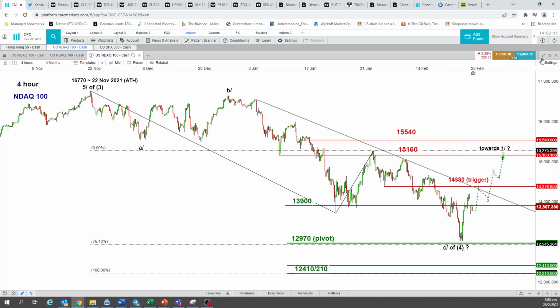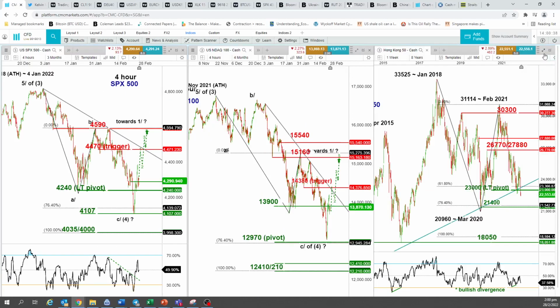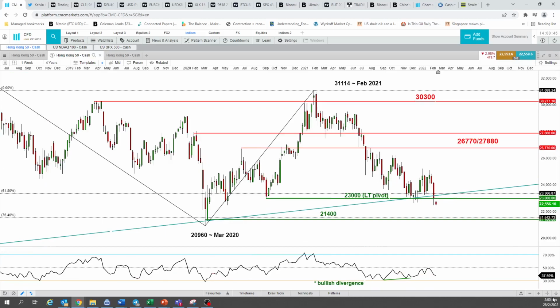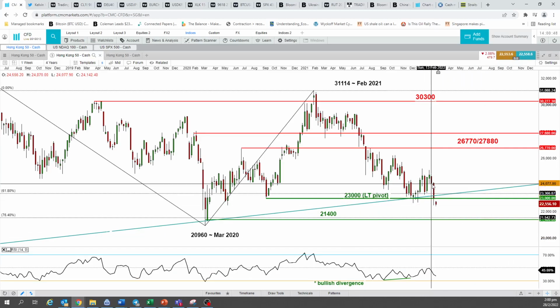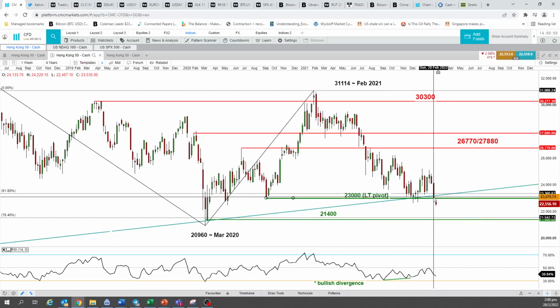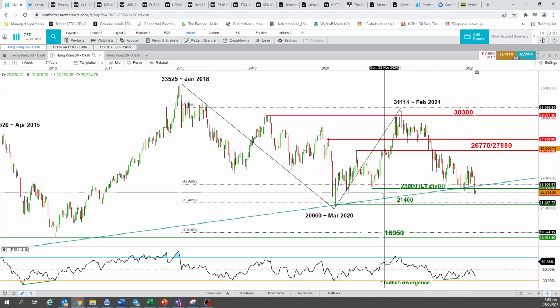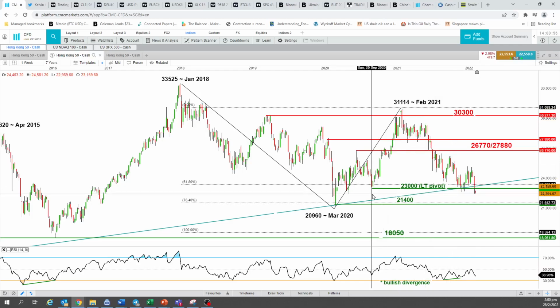All right. Now, the next one will be the Hong Kong 50, which we call Hong Kong 50 on the platform, and the index is definitely the Hang Seng index. Last week it had a very drastic decline, as you can see over here. It actually tested this long-term pivotal support at 23,000. So what is 23,000? It's the swing low of September 2020.